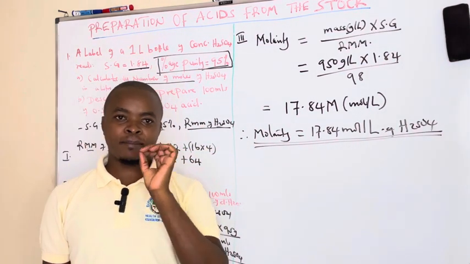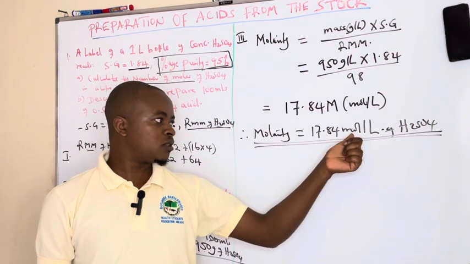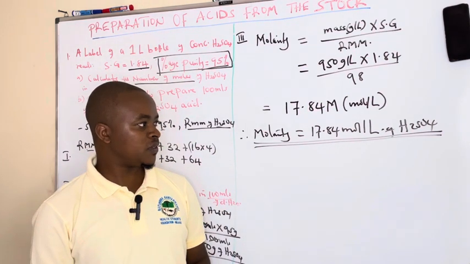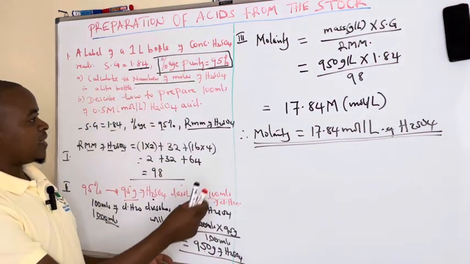I told you we can say molar, that is capital M, but the best one is moles per liter. That is the best one we can use. So this is answering the first question.